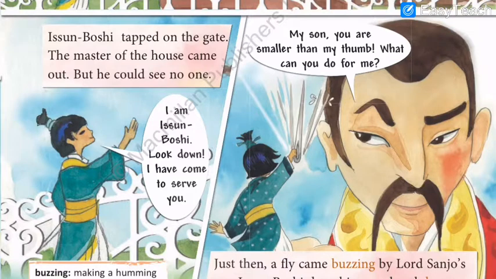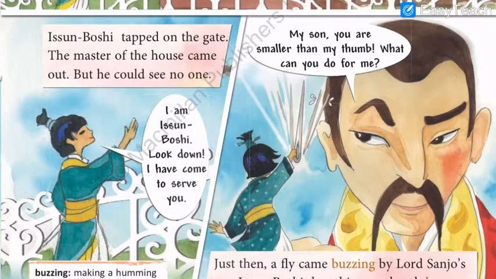But you know that Issunboshi is very tiny. So when Lord Sanjo came out, he was walking straight, looking straight and here and there, not looking down. Lord Sanjo was not able to see anyone when he was looking up here and there. But at that time Issunboshi said, "I am Issunboshi, look down." By listening to Issunboshi's words, Lord Sanjo looked down at him. And further Issunboshi says, "I have come to serve you."